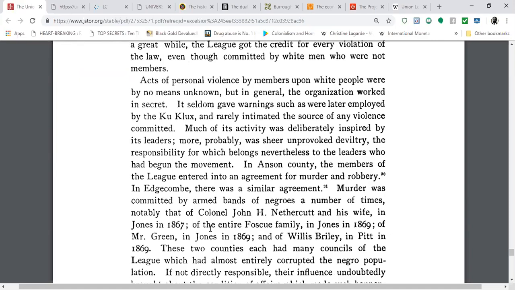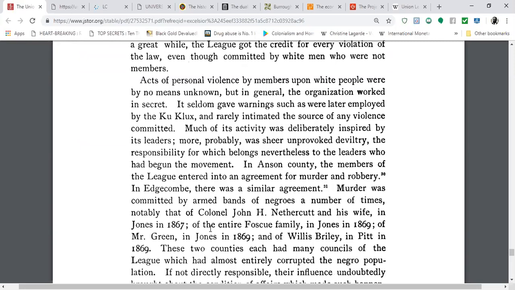In Anson County, the members of the League entered into an agreement for murder and robbery. In Edgecombe, there was a similar agreement. Murder was committed by armed bands of Negroes a number of times, notably that of Colonel John H. Nuttercut and his wife in Jones in 1867, of the entire Fusco family in Jones in 1869, of Mr. Green in Jones in 1869, and Willis Benny in Pitt in 1869.